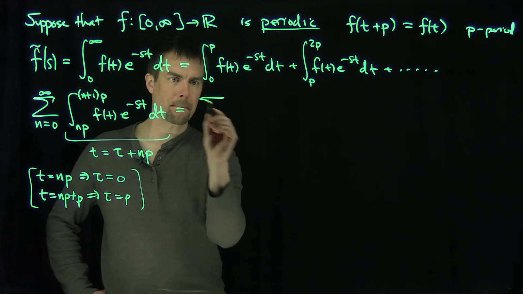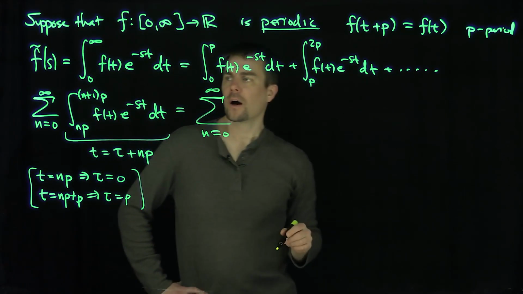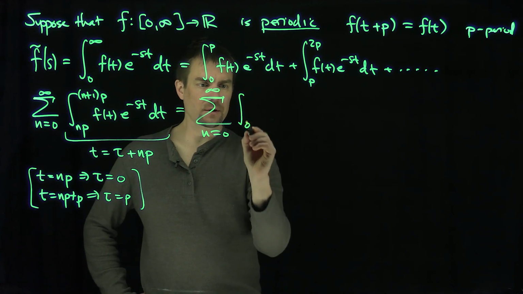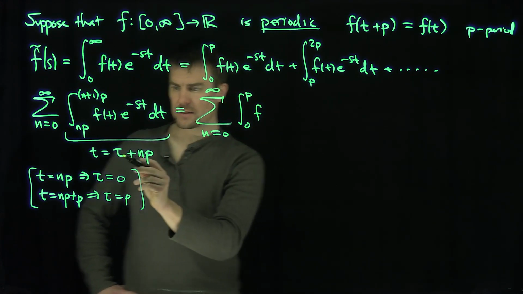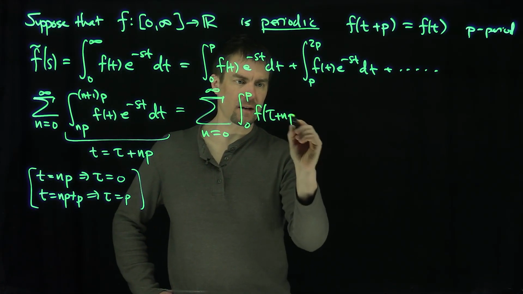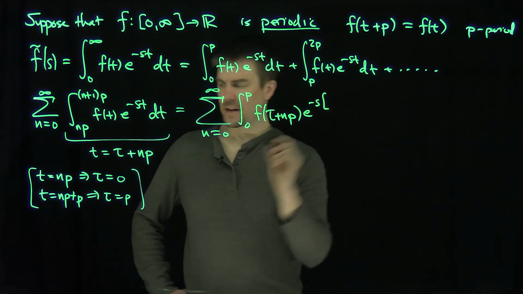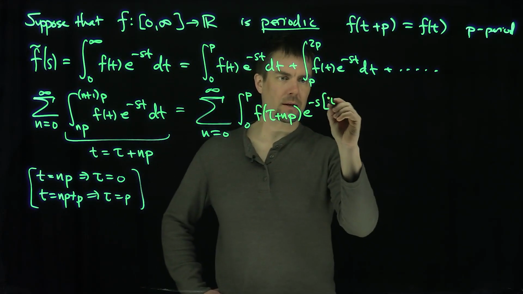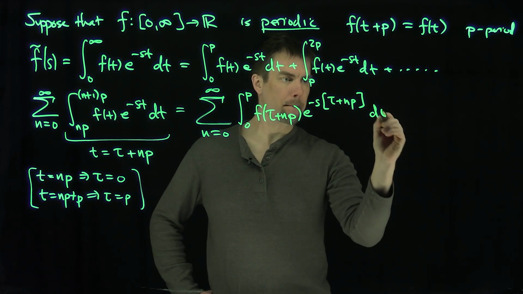So if we change our limits by this change of coordinate, what do we have? We have the sum, n goes from 0 to infinity, of the integral from 0 to p of f of tau plus np, and then e to the negative s times tau plus np, and then I have a d tau.